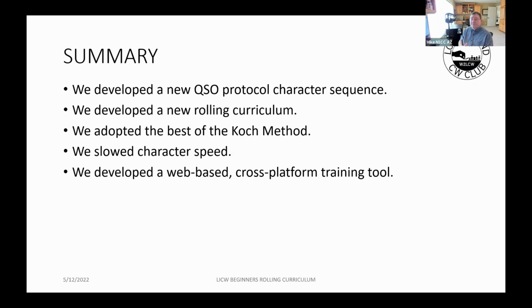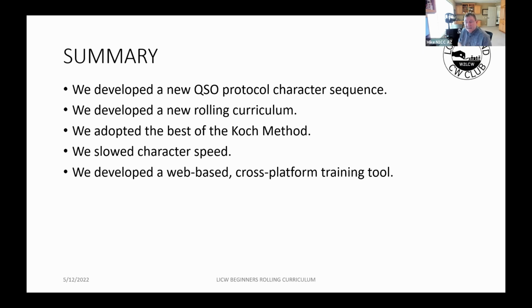So in summary, we developed a new character sequence based on our QSO protocol so that we could tightly integrate QSO abbreviations and protocol into the beginner's curriculum. We developed a new rolling curriculum to once and for all address the issue of class resets. Students begin when they want and they progress whenever they're ready.